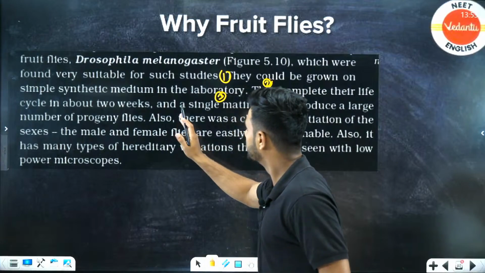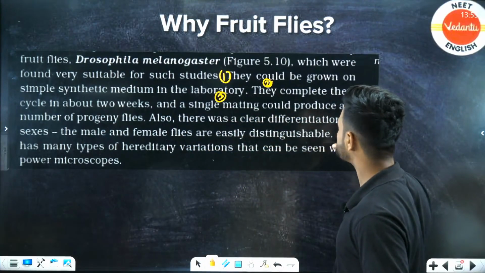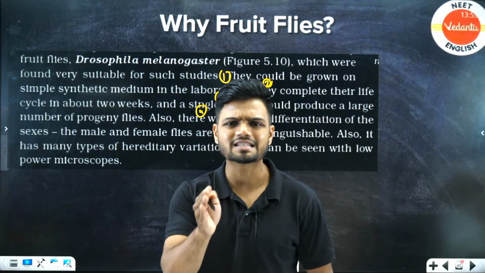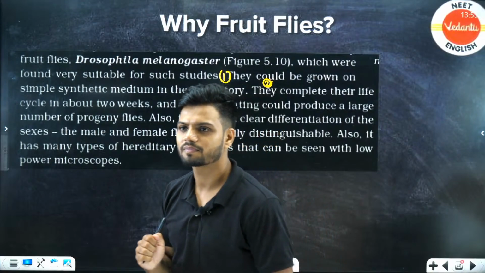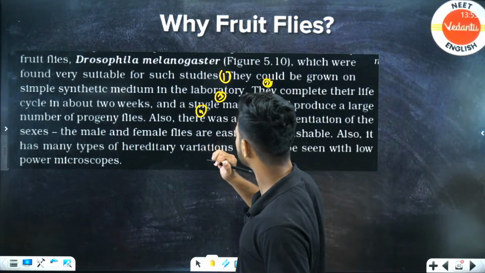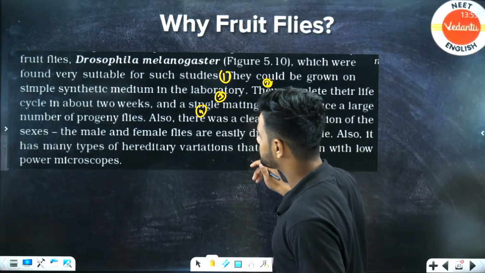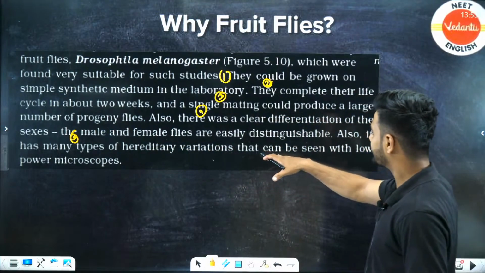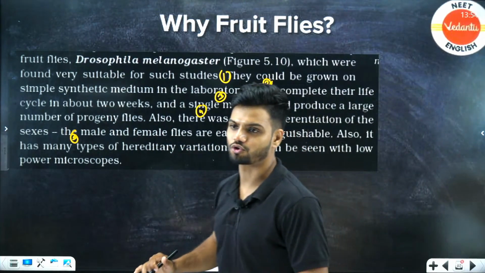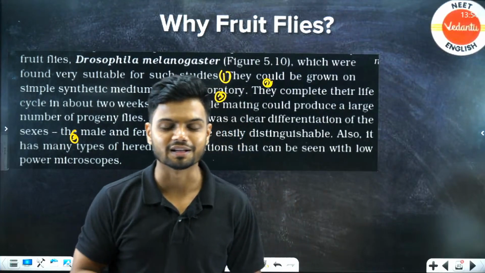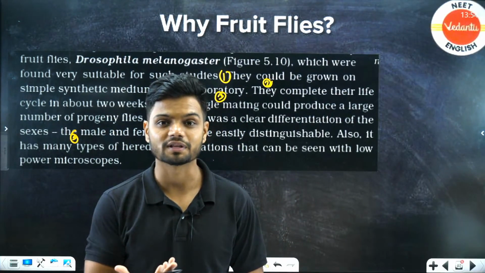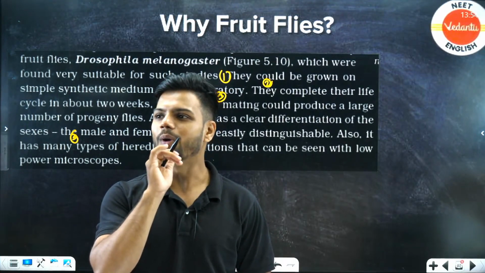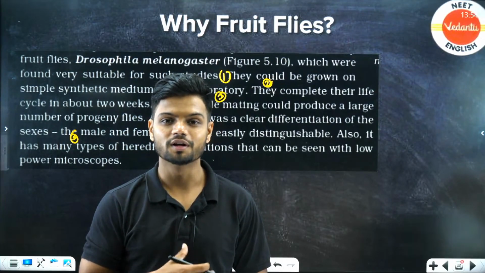Point number 3, there was a clear differentiation of the sexes. Point number 4, male and female can be distinguished very easily. Then the 5th point, they have many types of heredity variations that can be seen with a low powered microscope. That is eye color, body color, wing color, all that can be seen with the help of a simple microscope. And students, that is the main reason why T.H. Morgan took the fruit flies.